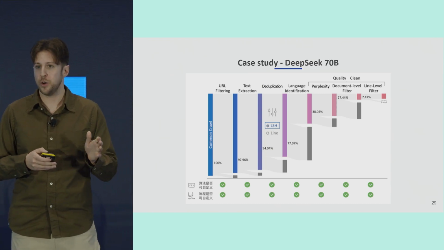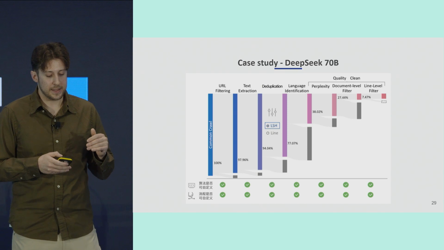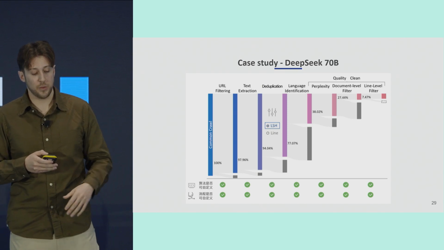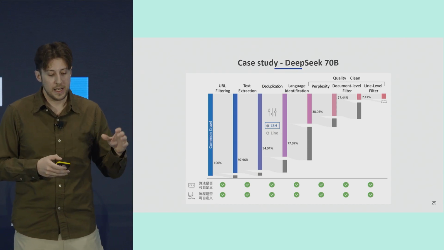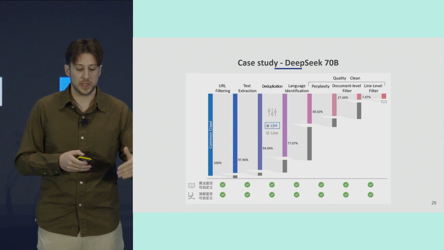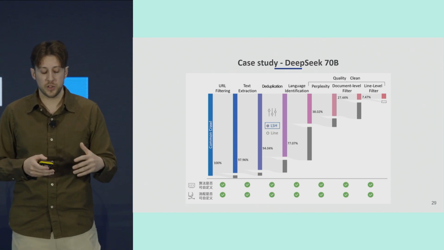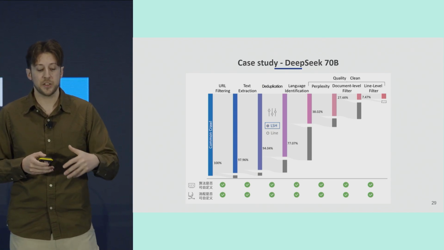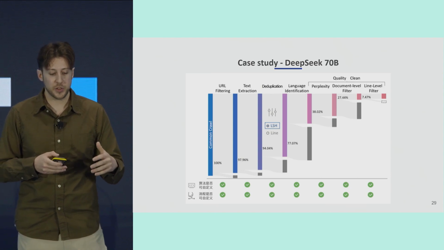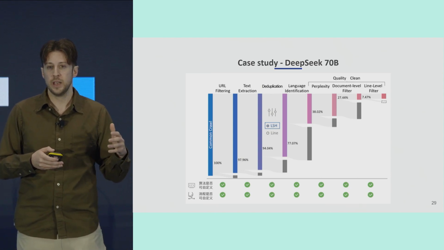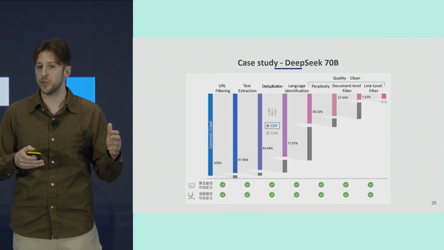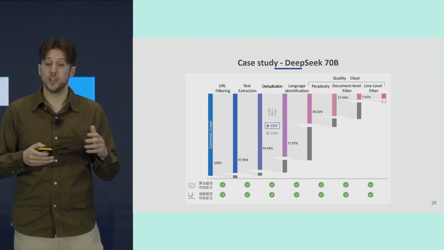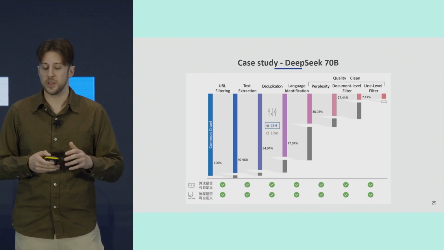This is their common crawl processing pipeline. And you can see they start on one side with all the raw data, go through text extraction, deduplication, annotation with a bunch of quality signals, and then using that to do document and line level filtering, and they end up with about 7.5% of the original data set, which still adds up to billions and billions of documents.